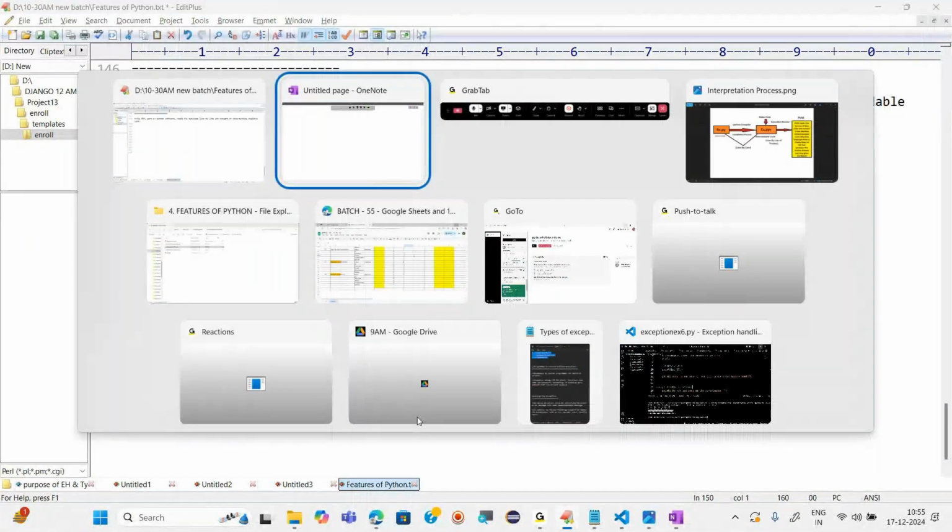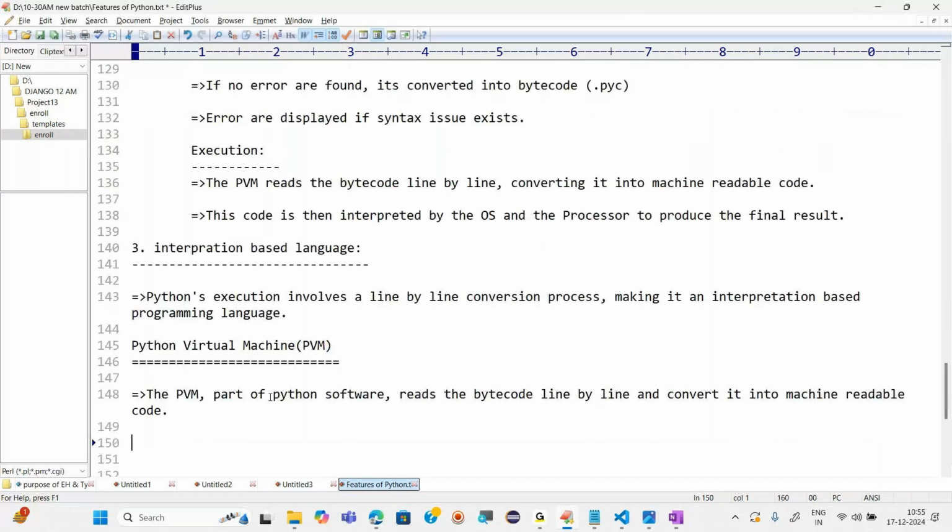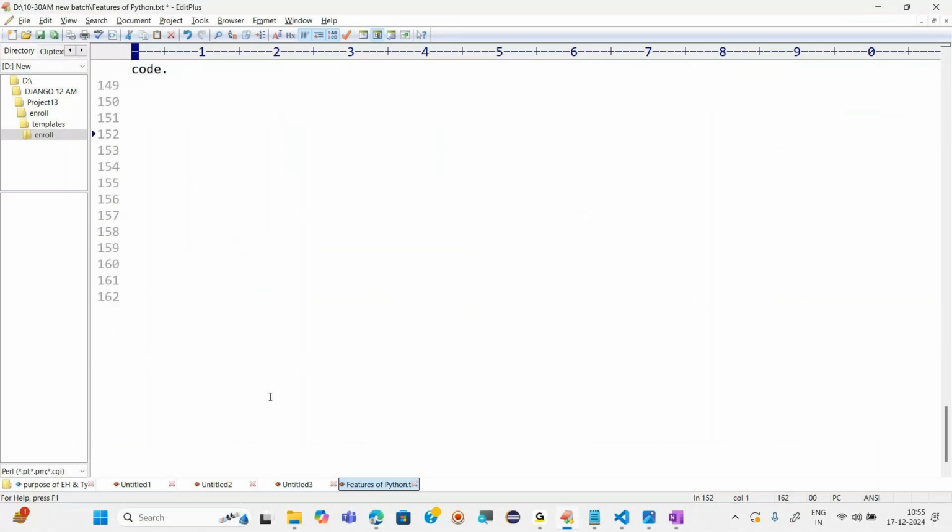Now, shall we move? The next concept is that Python is also a high level language. Fifth, we have seen. The sixth one, high level programming language. Python is one of the high level programming languages. But what is the meaning of this high level programming language? So first of all, you write it.